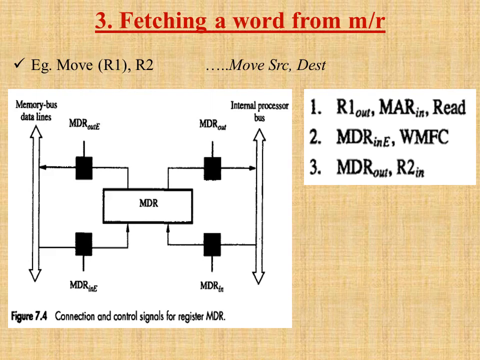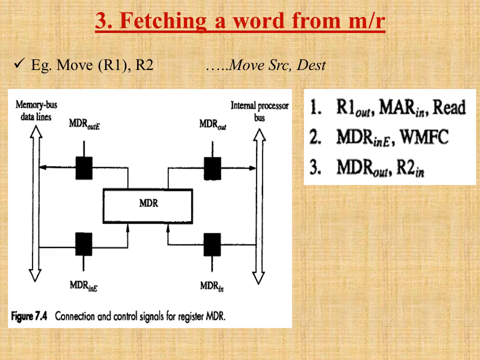Okay, we have taken the same example. To understand this, first understand how the MDR is connected to the buses. Inside the processor there is only one bus, the internal processor bus, because we are going through a single bus organization, so there is only a single bus inside a processor. But outside the processor, to connect the processor to the memory, we have a memory bus.